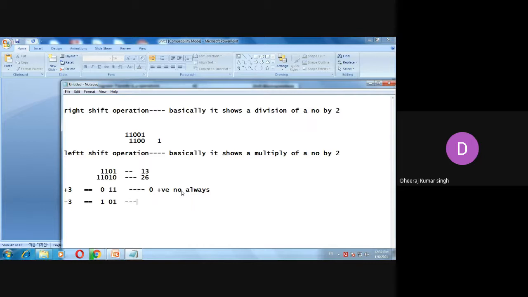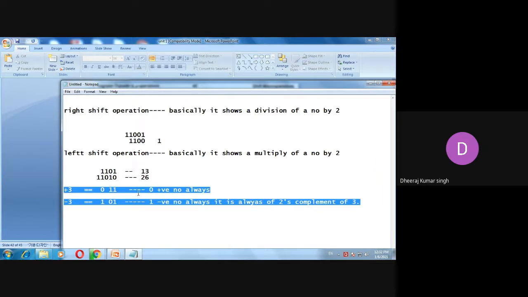So we are taking this as 1. Why are we taking this as 1? Since 1 is used here for a negative number. So whenever we talk about negative 3, this is the value for negative 3, and this is the value for positive 3. So it is always the 2's complement of 3. So we have to understand numbers this way.